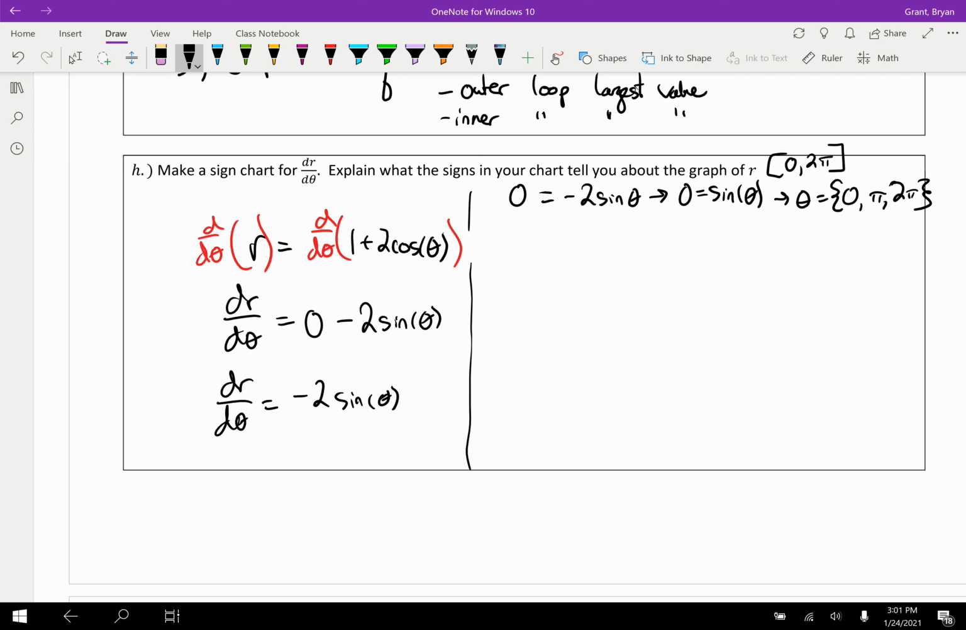Sine chart. Let's take a look at it. So we have this guy over here. We're going from 0 to 2 pi, and we're looking at the signs of dr d theta.